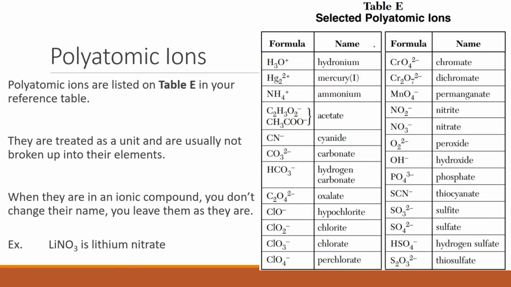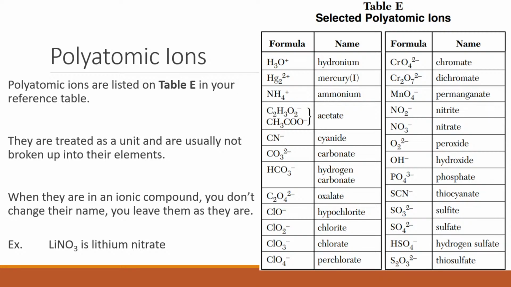They're located on the reference table, right, as you can see, right off of table E. This list is directly taken from our reference table. And you'll notice, besides telling you the formula, besides telling you the charge, they also give you the name of that ion on table E. And that's going to play a big part when we look at naming these polyatomic ions when they're a part of an ionic compound.